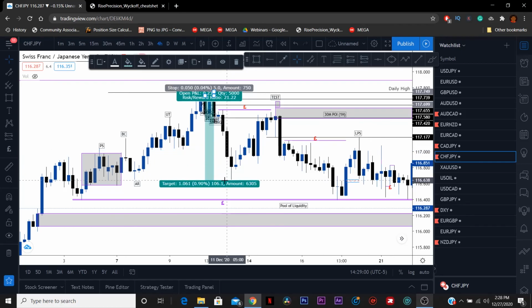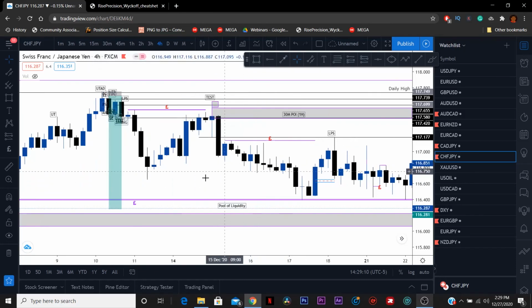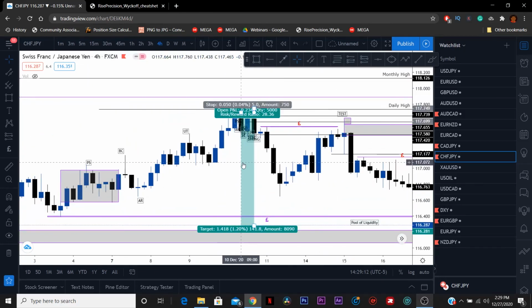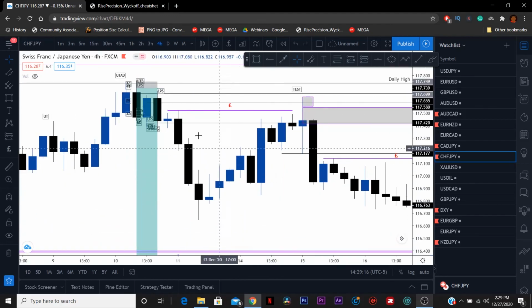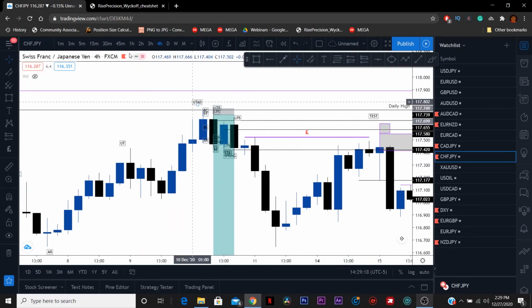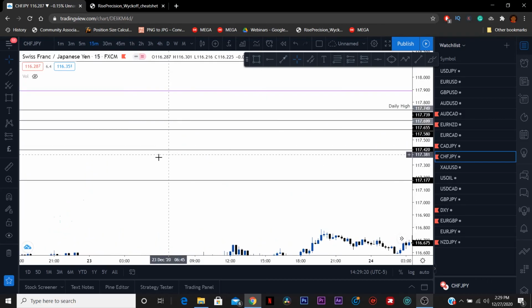Second target would have been down here. You would have had a 21-1, and then your last target could have been the fill of this imbalance right here, which gave you a 28-1. Okay, so that could have been your first entry. If you didn't catch the first last point of supply, guess what? There's another last point of supply.